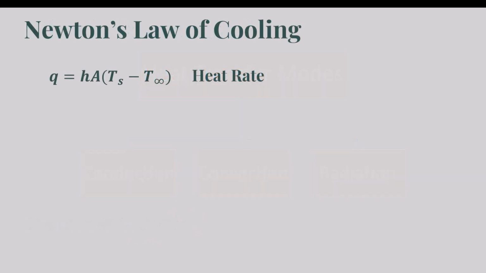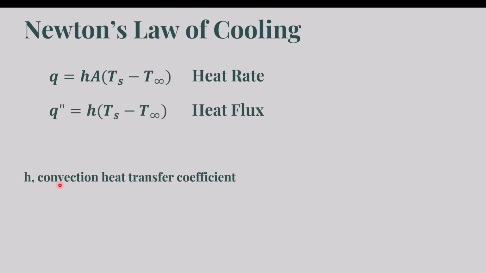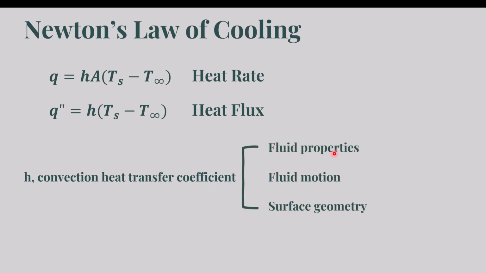As we had Fourier's law in the conduction case, we have Newton's law of cooling for convection. And you can see here the heat rate Q is equal to h times A times delta T. So you have to know the surface temperature and free stream temperature. A is the surface area of heat transfer, and h is a coefficient, which finding it is the major problem of convection.